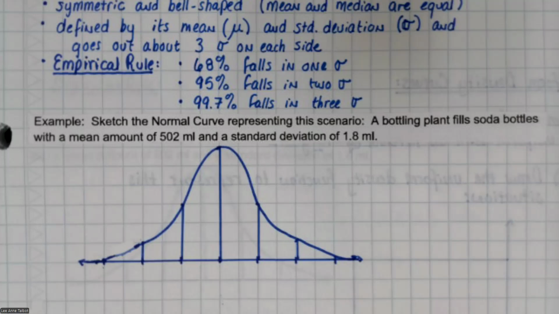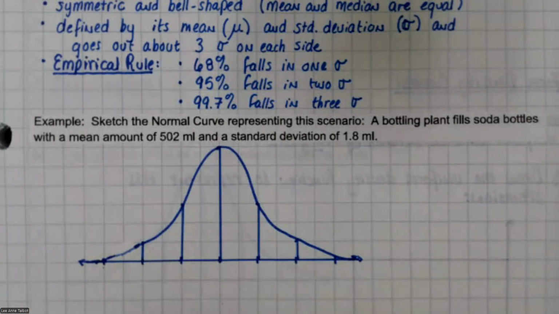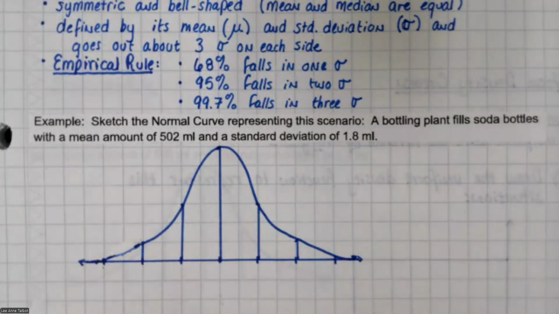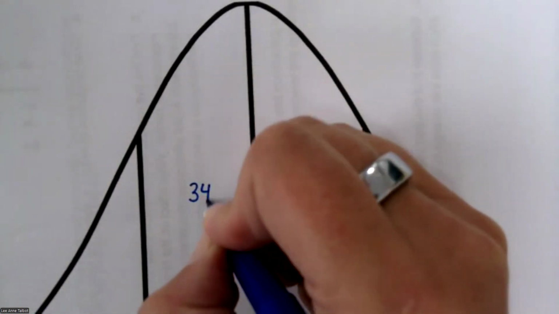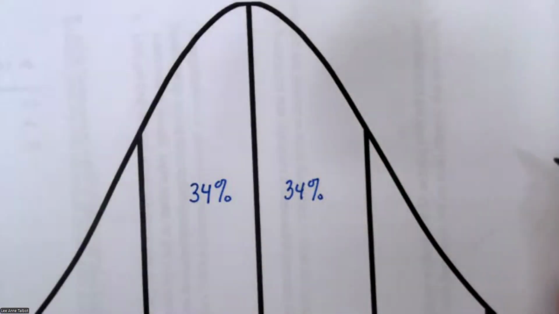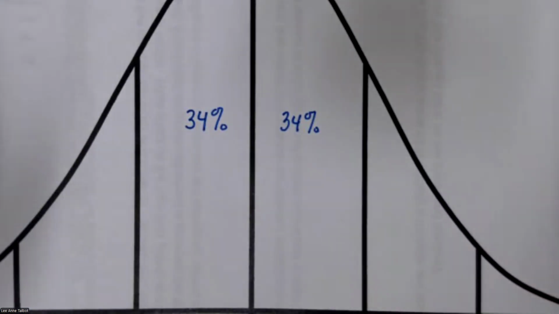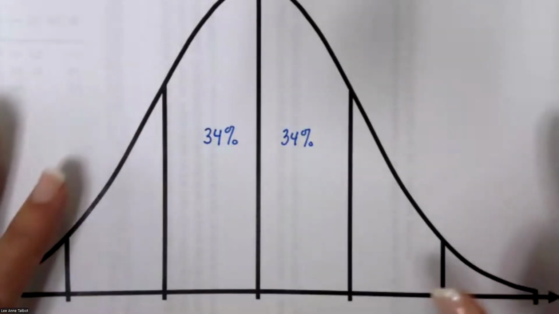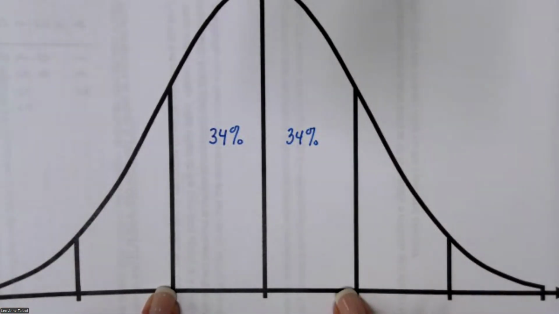Okay, everybody. So we're going to make a normal curve in our packet. And we're going to color it and things. What I suggest that you do is we're going to color the middle two sections the same. So I'm going to take these and label them with the empirical rule, 34%, 34%. Because it says that middle part is 68%.